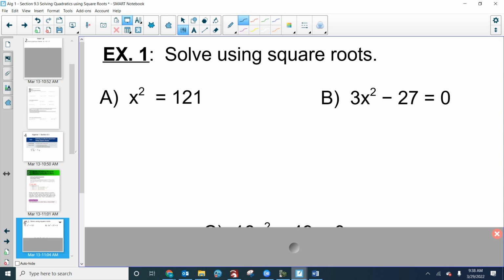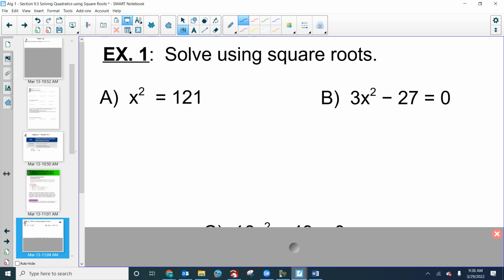Now, do you guys remember how to get square roots on your calculator? You hit the second button, then what? X squared. If you look at the X squared button, see the little square root symbol above there? So you get to that by going second and then hitting the X squared button.